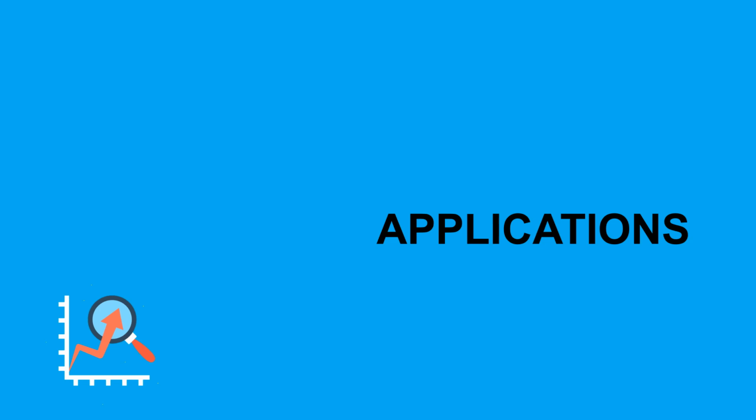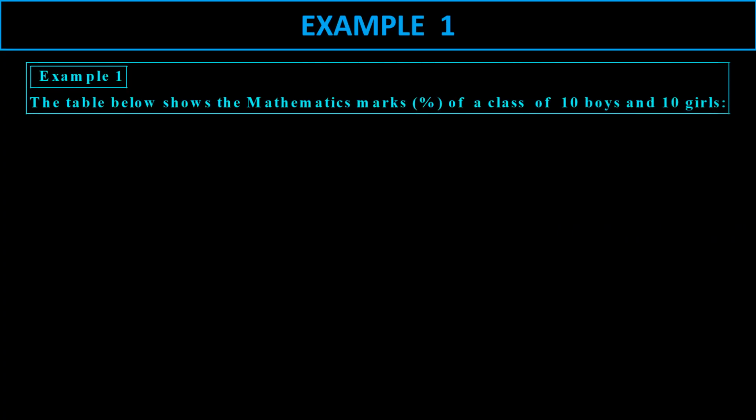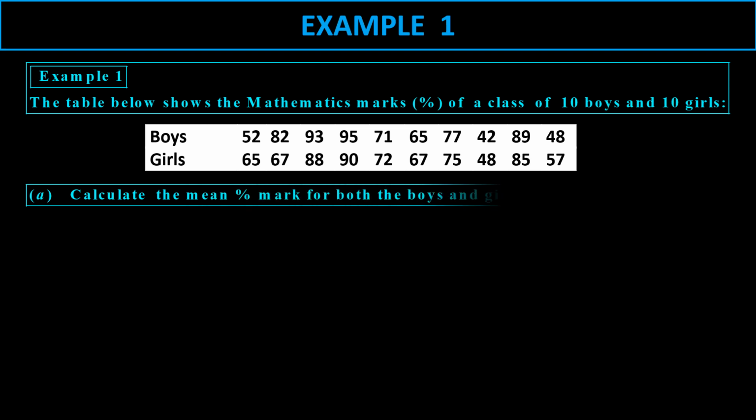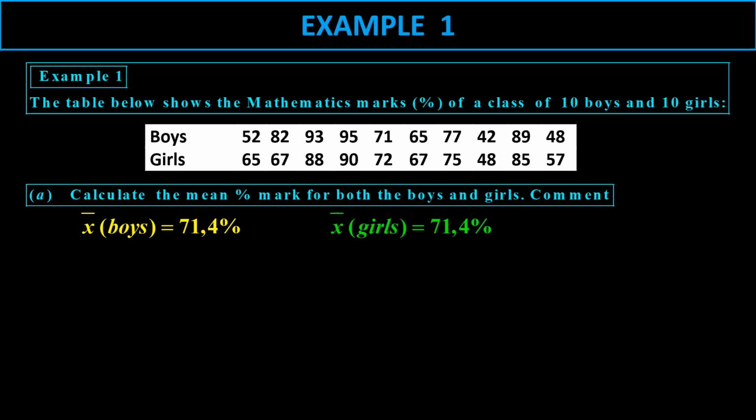Now, next we're going to do the applications of these concepts, and specifically standard deviation. So let's look at the first example. Here we have the mathematics marks of a class of 10 boys and 10 girls. And first of all, we want to calculate the mean mark. That's quite easy. You get the mean for the boys. That's the mean for the boys. Calculate the mean for the girls. That should be very easy.